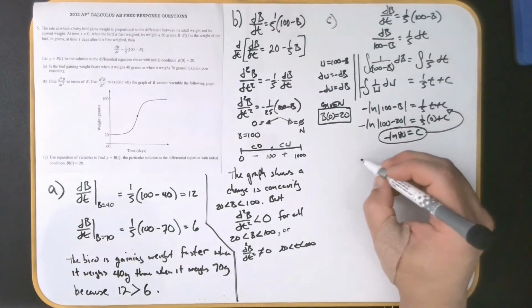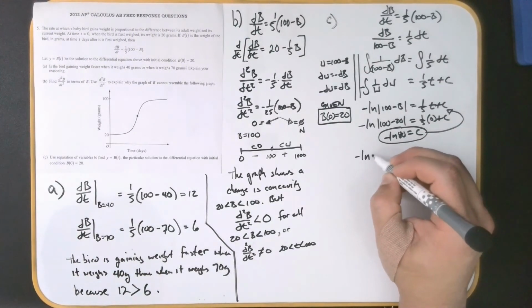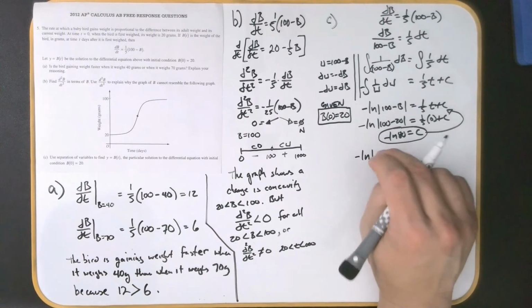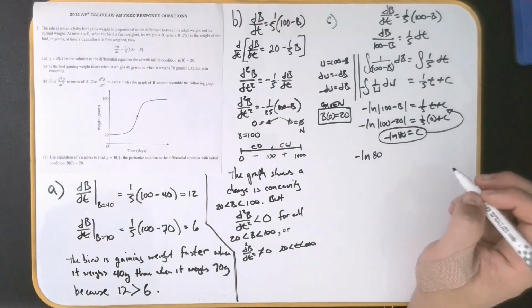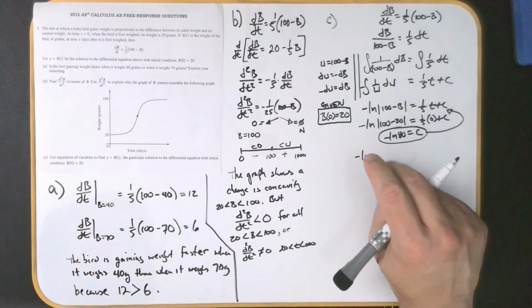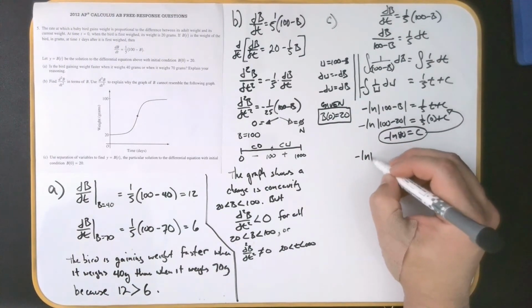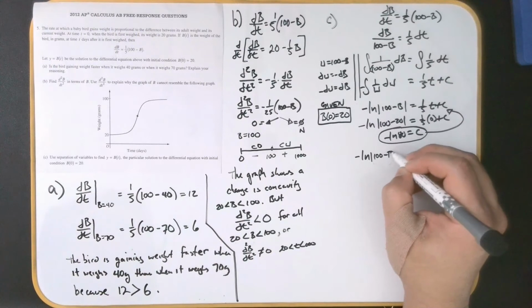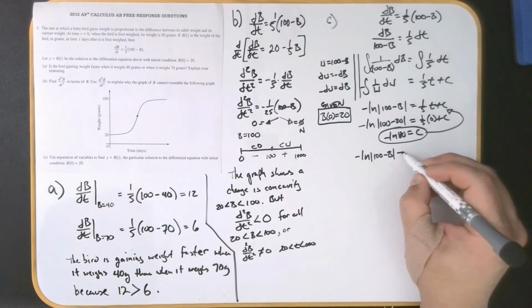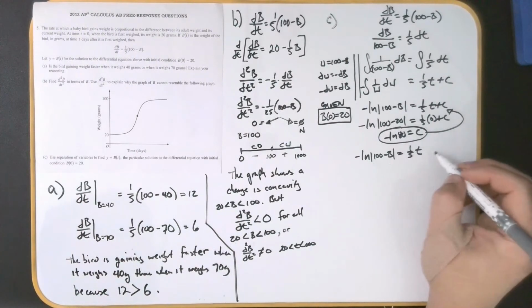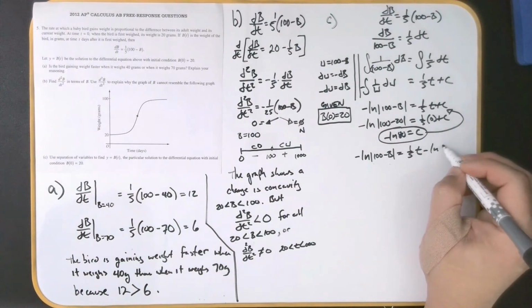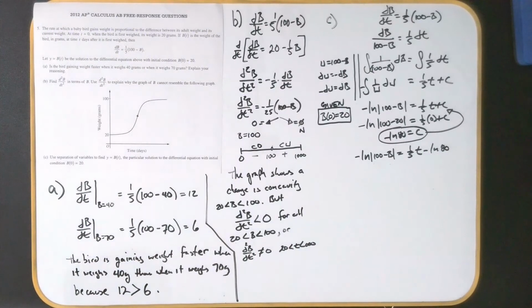So now my equation is negative the natural log, absolute value of 80 is 80, so I can just leave it. Negative the natural log, or I'm sorry, I'm ahead of myself here. Back to a 100 minus b is equal to 1/5 t, and now instead of plus c, I'm going to put minus the natural log of 80. Okay. Now it's time to solve for b.